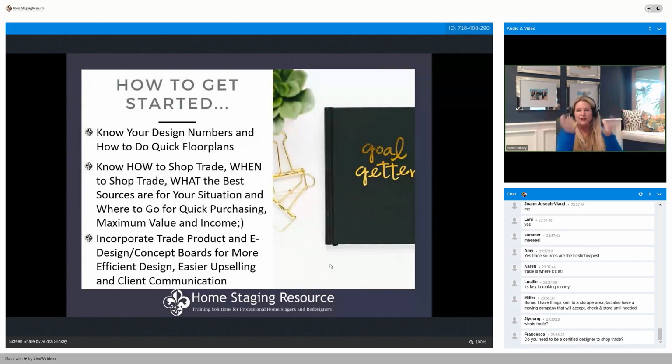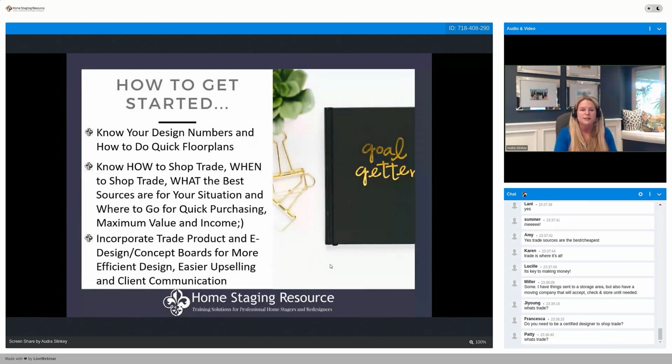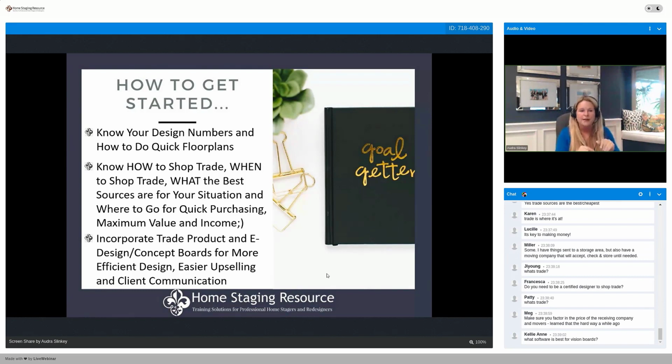So once you know you have that vision, put it in a concept board for the client, like I showed you that Mitchell does. Concept e-design boards, if you're not familiar, are those vision boards. It's technology making your life easier, because while you're shopping online, you can drop that item into your design board really easily, at the click of a button. And then you can also showcase that design board for easy upselling and client communication.